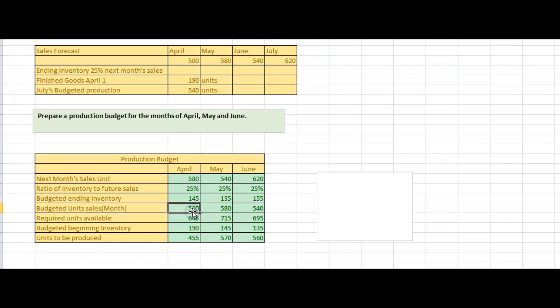So what are we making this month? Well, that's just right across here, so you pull those down. So this gives us the required units. And what was our beginning inventory from the prior month? So this says 190. So I'm going to put 190 here. This ending inventory becomes the beginning, and this ending inventory becomes the beginning. These are subtracted to give you the true amount of units to be produced.